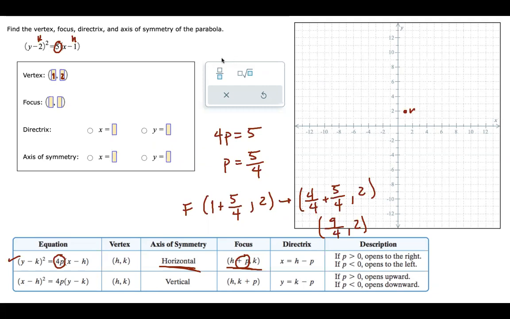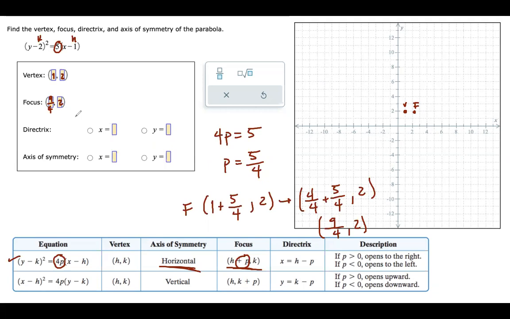And let me get rid of that. So this is the vertex right here, and the focus is going to be somewhere around there. But the actual coordinate is 9 over 4, comma 2.